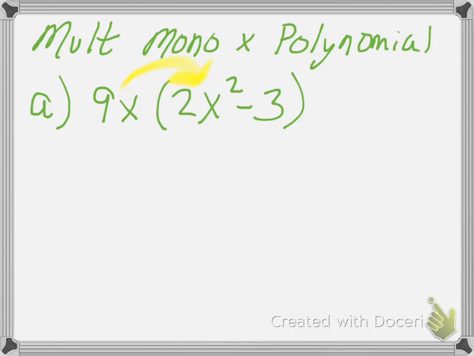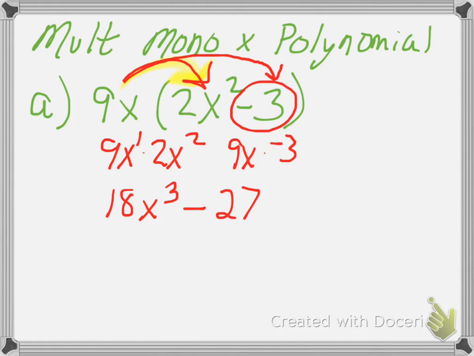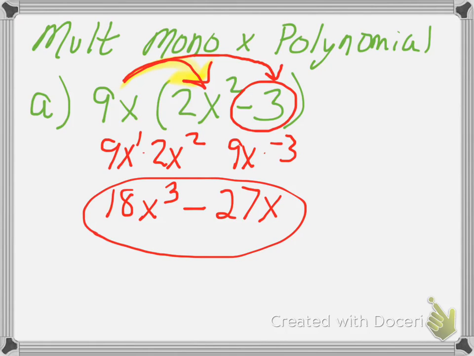So 9x times 2x squared, that's going to be 18x cubed, because there's really a 1 right there. And then the 9x, and I'm going to take this as a negative 3. And 9x times negative 3 makes negative 27x. You can see that the negative and the minus, I keep interchanging those. And that's my final answer.